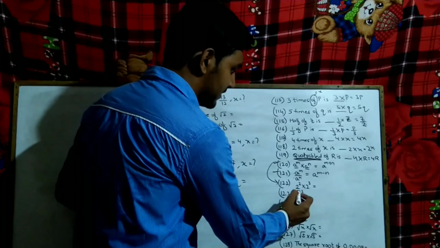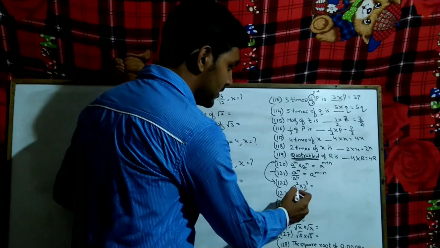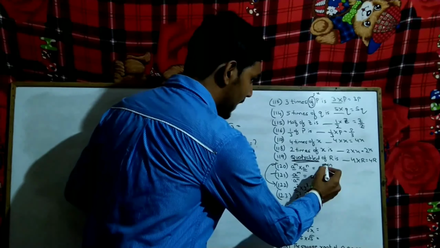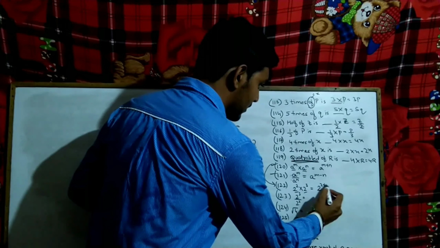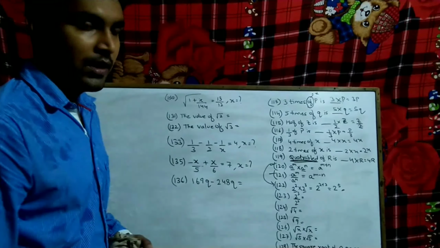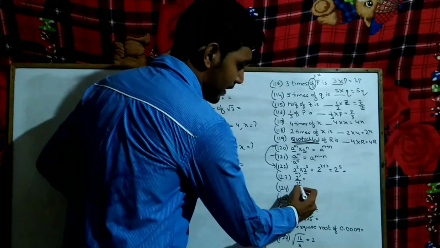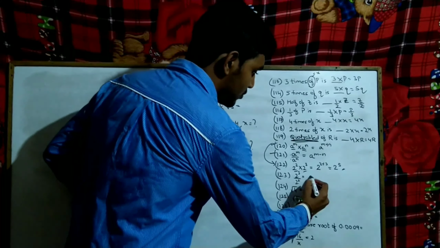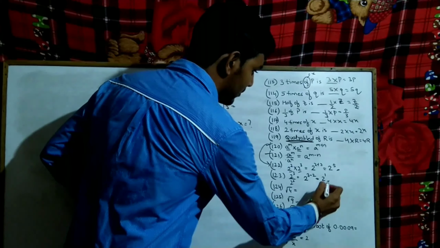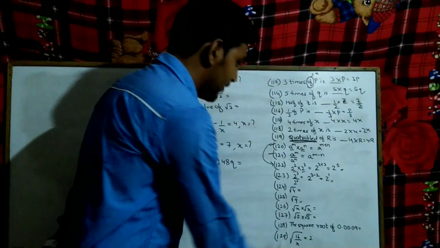So let's try. 2 and 2 are same, bases are same, powers are different. So if multiplication is there, what is the formula? 2 to power m plus n. So 2 plus 3. It comes 2 to power 5. Okay. Now 123. 2 to power 3 divided by 2 to power 2. So it comes 2 to power 3 minus 2. It comes 2 power 1. Okay. Clear? Now 124 sum.